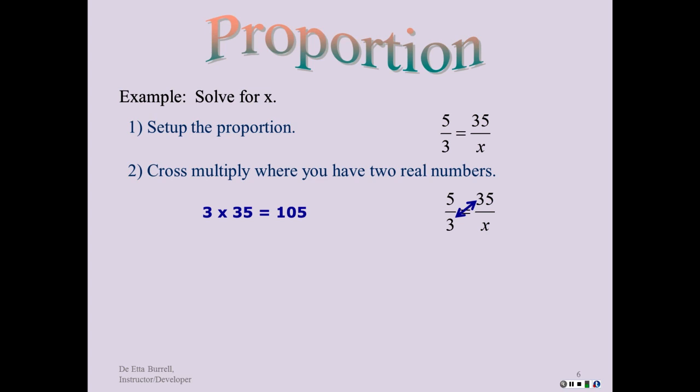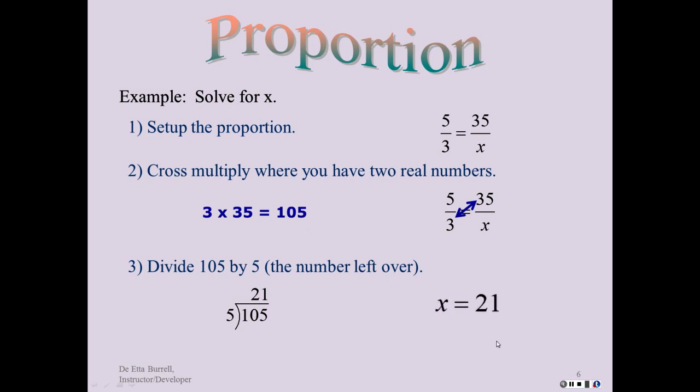Now, what am I supposed to do in step 3 after I've cross multiplied? Divide. Divide what? I'm supposed to take that product from step 2 and divide it by the number left over. What number is left over? So I need to divide 5 into 105. How much is that? 21. So my x is 21. And you can just think of x as the unknown or the empty box. Okay?